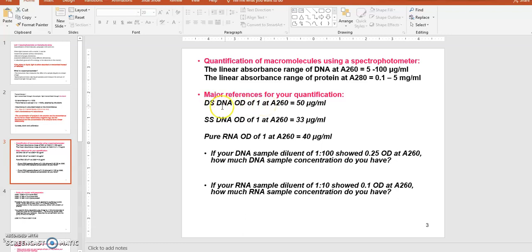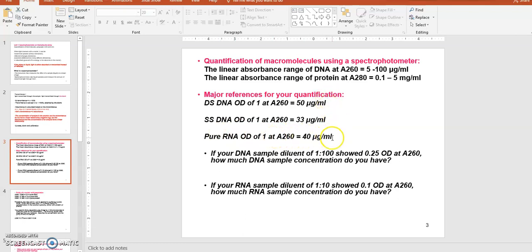If you have single-strand DNA, so normally DNA is double-stranded, that's the natural form, but you can have them denatured, so their hydrogen bonds are broken. They can exist as a single-strand structure as well. If that's the case, the absorbance will go a little higher compared to the concentration, right? So if your DNA sample is all denatured, existing as single strand, then 1 absorbance unit equals about 33 microgram per milliliter concentration. That's the reference point. And if you have a pure RNA sample, then 1 absorbance unit, or OD unit, equals about 40 microgram per milliliter.